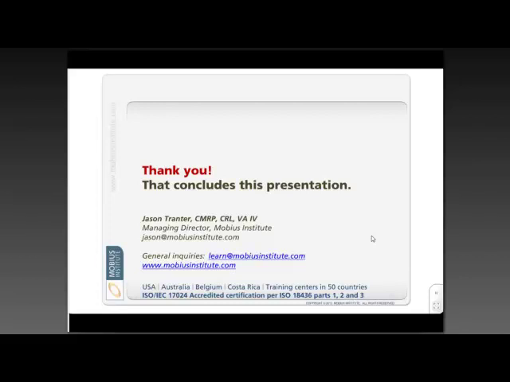Jason, this listener is wanting to know, is vibration analysis one of the condition monitoring techniques? Yes, absolutely. Condition monitoring basically means we are assessing the condition on a routine basis. So we might take vibration readings every month, and we will compare the condition that we've learned from those vibration readings to previous readings to see how the condition has changed.